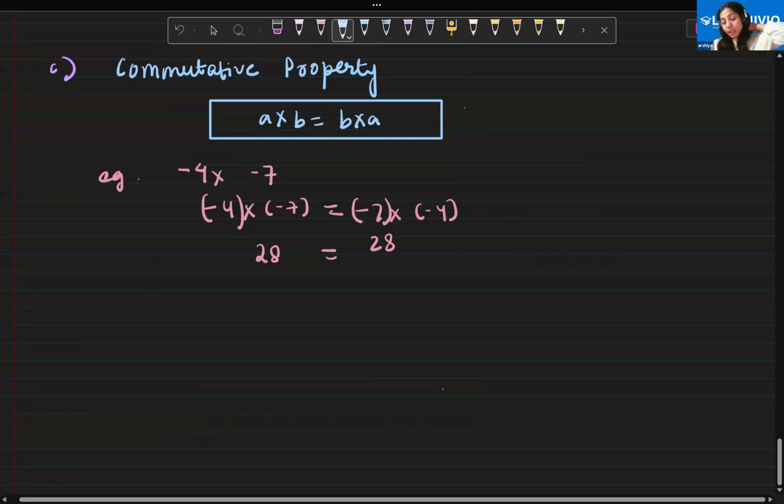Okay. So we did addition and subtraction of integers, and we did multiplication of integers, and we did some properties as well. Okay?